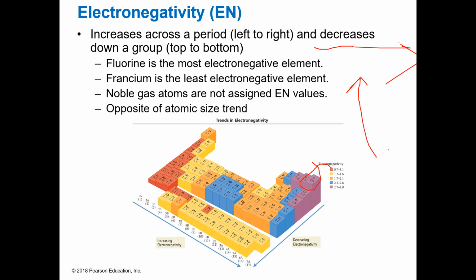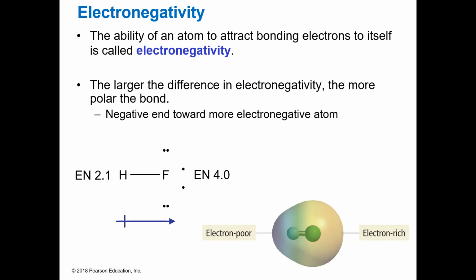Okay, so electronegativity, each atom has its own electronegativity value. We're just going to look at trends. We're not going to focus so much on numbers. But what that is, electronegativity is the ability for an atom to attract the electrons.